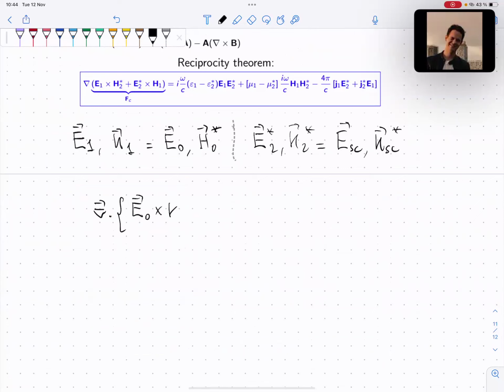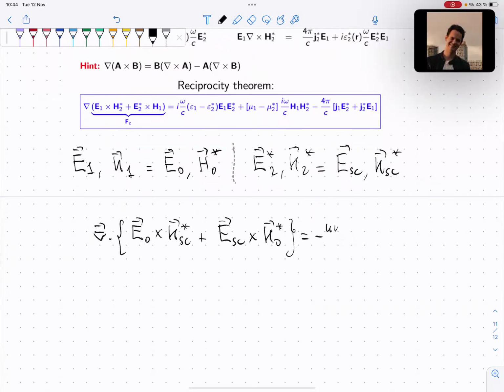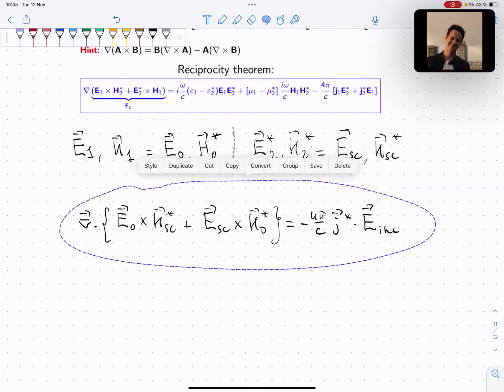E0 times H scattered conjugated plus E scattered times H0 conjugated should be equal to minus 4π over c J conjugated multiplied by the incident field, because, so let me explain the right hand side a little bit.